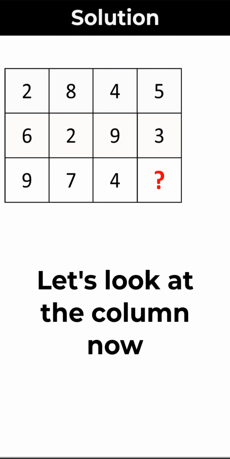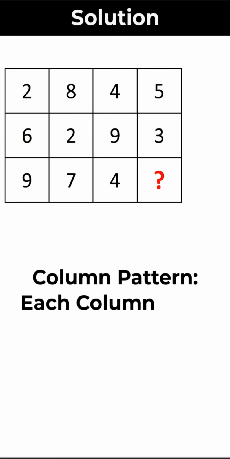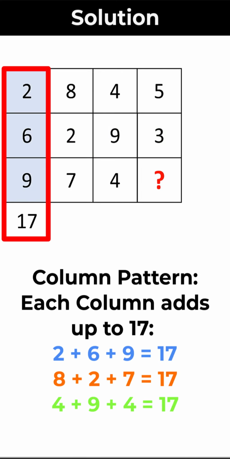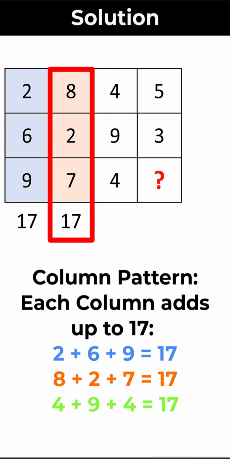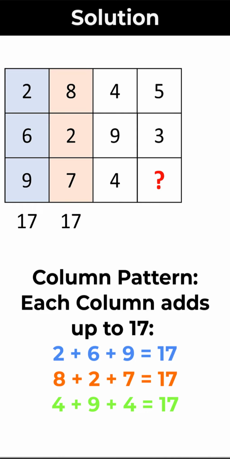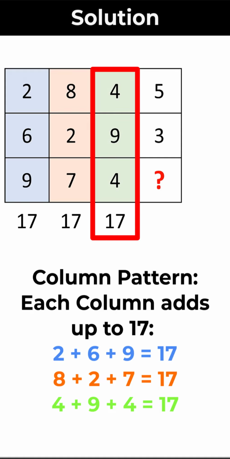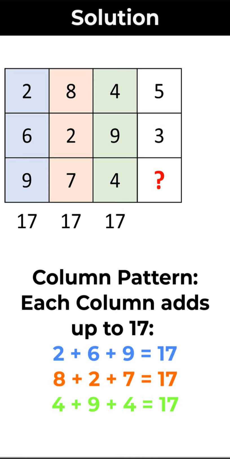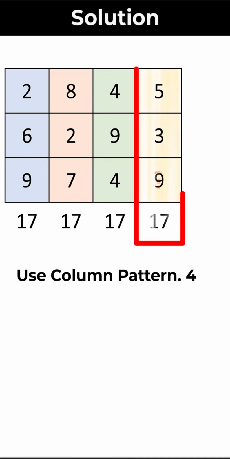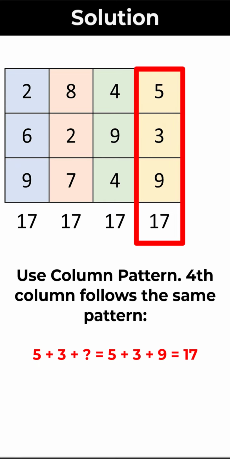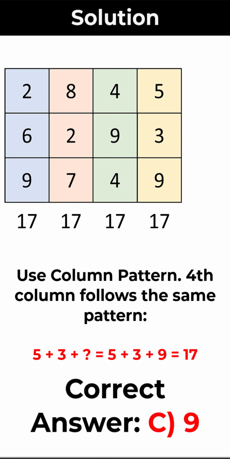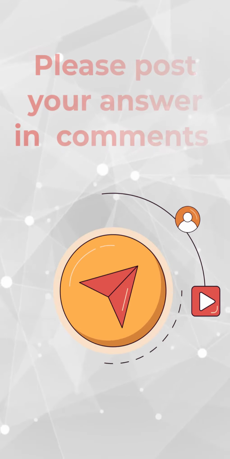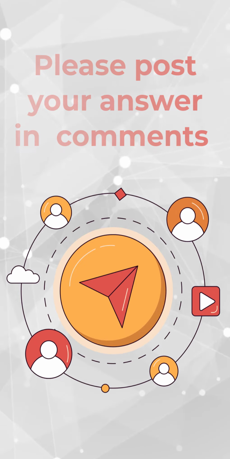Let's check the columns. The first column has values 2 plus 6 plus 9. Sum of those equals 17. Let's look at the second column. 8 plus 2 plus 7 also equals 17. I think we're getting somewhere. And then the third column is 4 plus 9 plus 4 also equals 17. Based on this information, we can calculate the missing value. 5 plus 3 plus question mark would be equal 5 plus 3 plus 9 also equals 17. So the correct choice here is choice C, 9. Hopefully you've nailed this question and now know what to look for on the similar problems on the test.